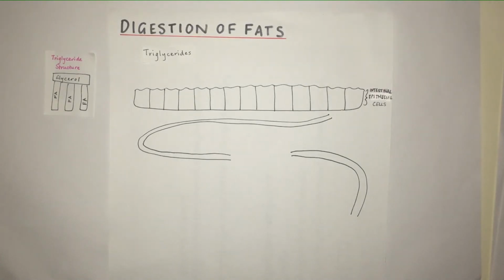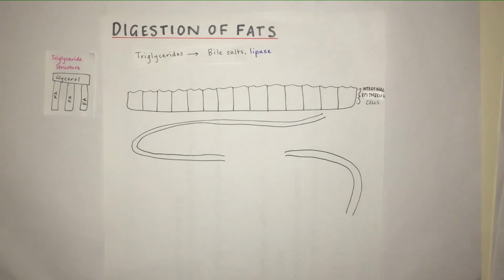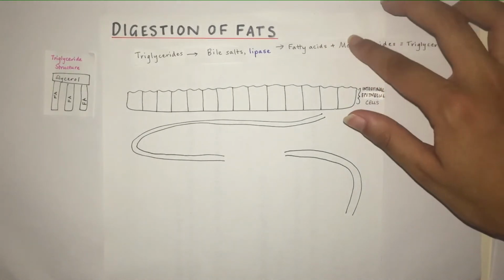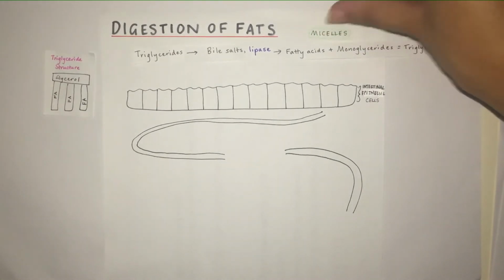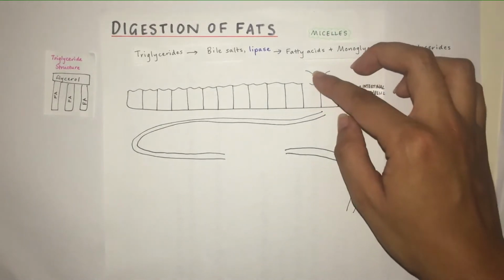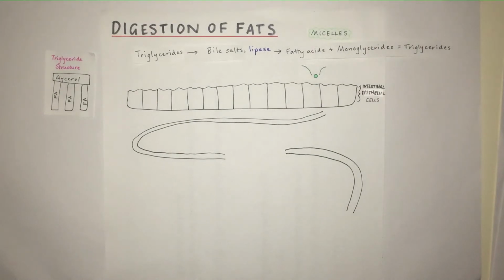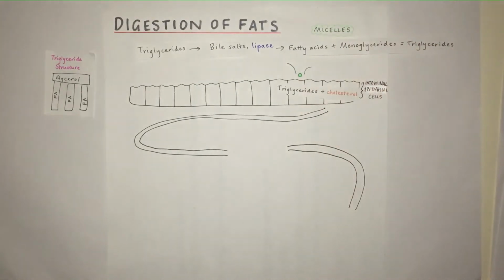We can look at how it gets broken down further in the intestines, which is where this process is happening. So we've got the triglycerides, which are then acted on by bile salts and also lipase. And then they become fatty acids plus monoglycerides, because we've just broken down the original form into fatty acids plus monoglycerides. And these fatty acids plus monoglycerides together are encapsulated in something called a micelle. I've got this little green circle here to represent a micelle.